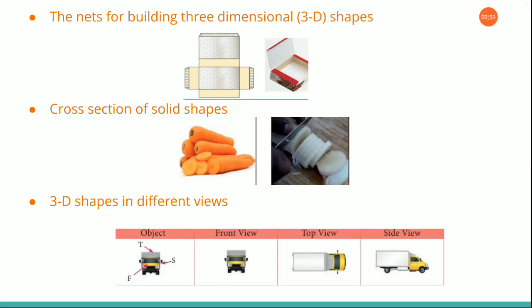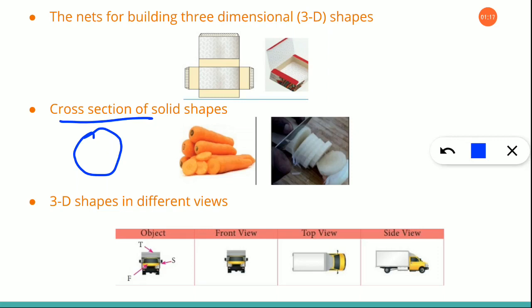Next, cross section of solid shapes. For example, you are taking this carrot and you are cutting it. Once you cut, what is visible? Small shapes in the form of circles, right? So this is called the cross section of solid shapes. You can take any solid shape and cut it. There will be a shape inside, right? It will be in the form of a shape after it is being cut.